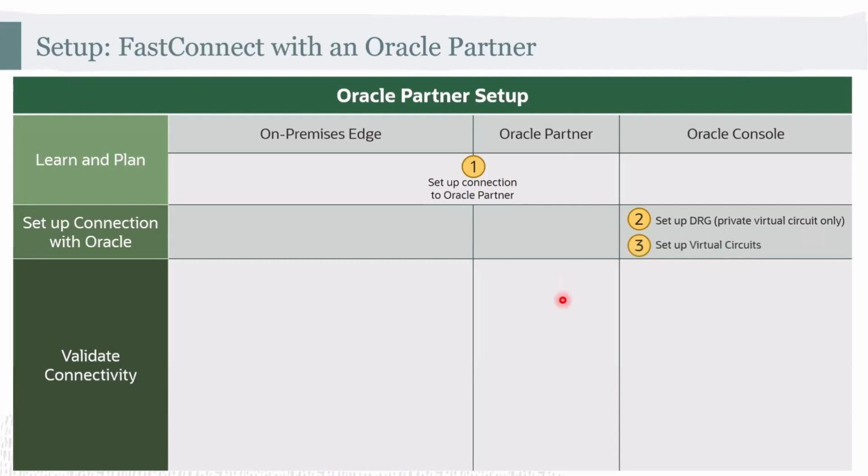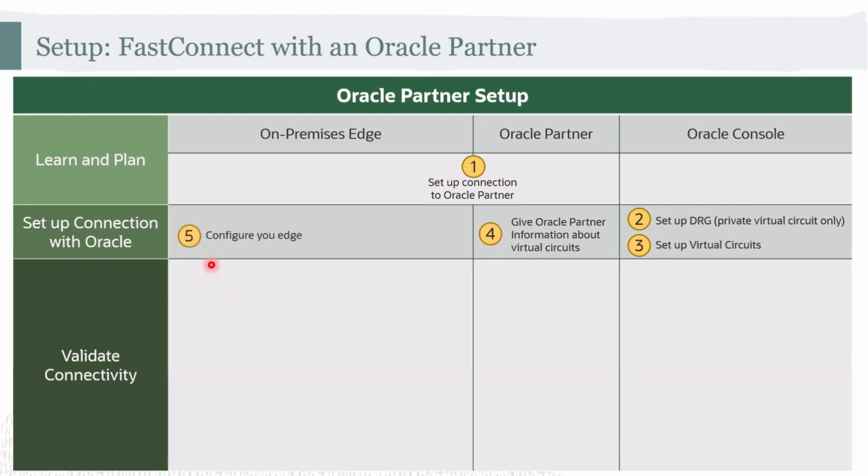Then you need to set up virtual circuits. You can create one or more virtual circuits for your FastConnect connection. Whenever a virtual circuit is created, an OCID is generated. So in the next step, you need to contact the partner and give the OCID for each virtual circuit that you created. The partner is then going to configure each virtual circuit on their end to complete the connectivity.